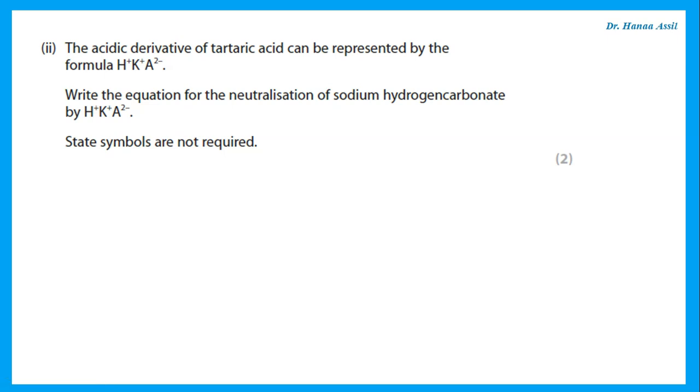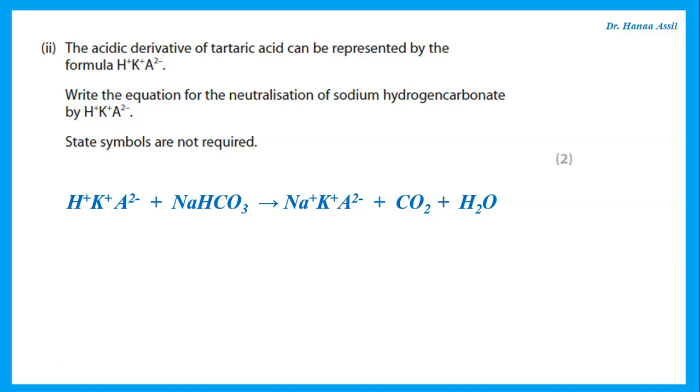The acidic derivative of tartaric acid can be represented by this formula, H+ K+ A2-. Write the equation for the neutralization of sodium hydrogen carbonate by this acid. So this is sodium hydrogen carbonate reacting with an acid. Of course, this would give salt plus carbon dioxide plus water. And the salt is made by replacing the H+ in the acid by a K+. That's it. It's already balanced, so we don't even need to balance.